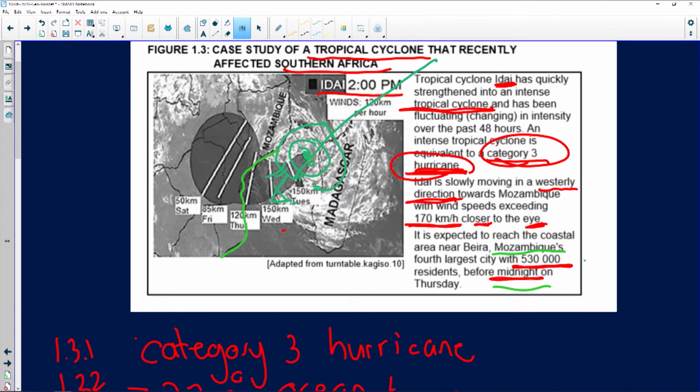As you can see, as it travels further inland, it loses even more of its wind speed, 85 kilometers and 50 kilometers. And like I've mentioned, there you can see Zimbabwe. By this time, when it reaches 50 kilometers per hour, it dissipates. It dies out because it lost most of its energy.